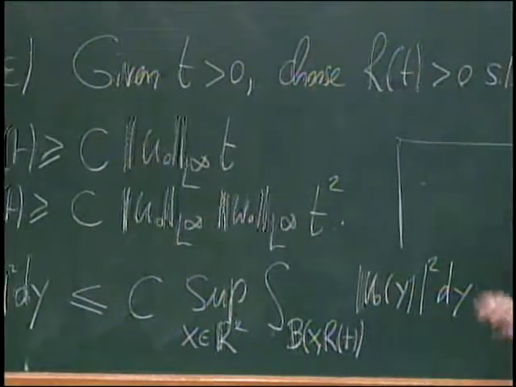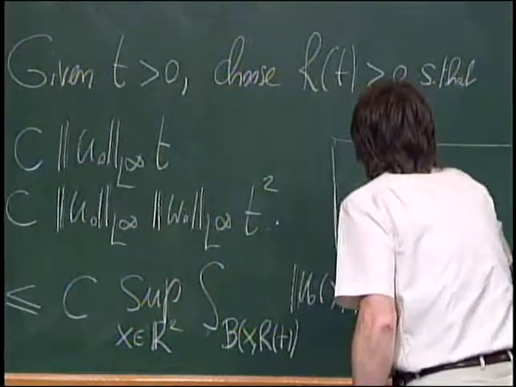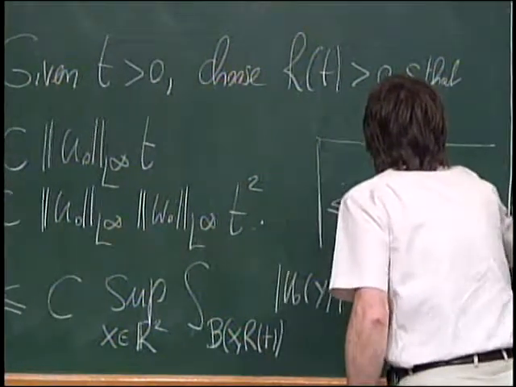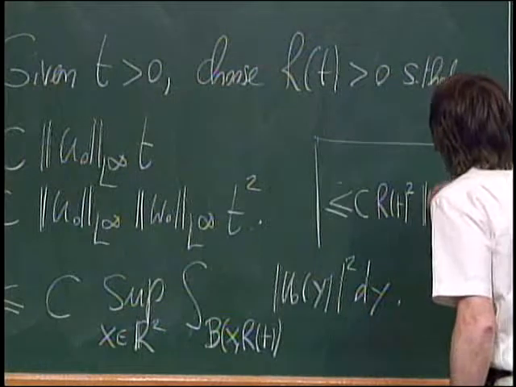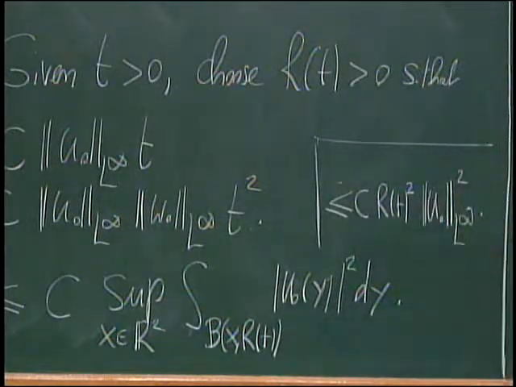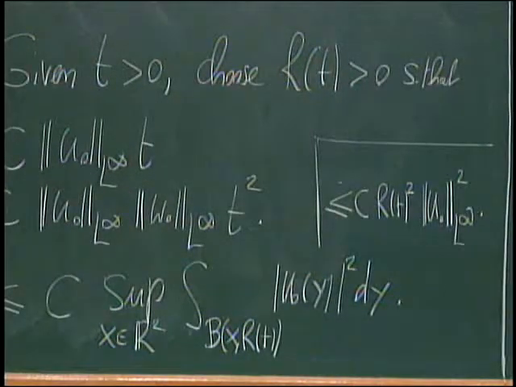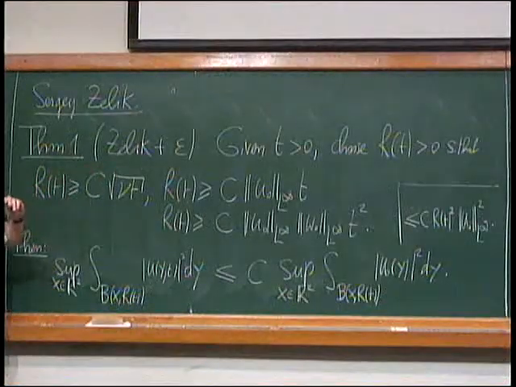If you assume that the initial data are L infinity, this is bounded by a constant times r(t) to the power 2 times the L infinity norm of u0 squared. But I mean, the last estimate is trivial. So this is the result by Zelig when you push his arguments to their natural limit.